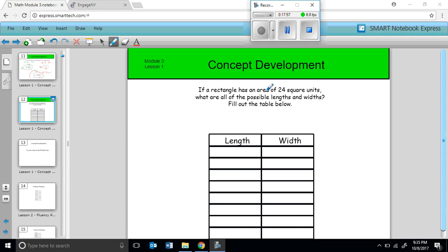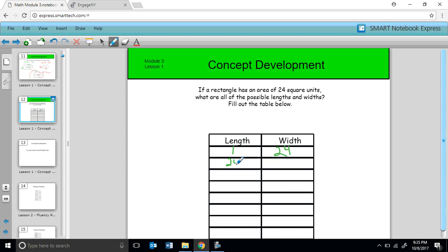Alright, the rectangle has an area of 24 squares. What are all the possible lengths and widths? Fill out the table below. So I'm going to go ahead and start it off with a really easy one. The area is the inside. 1 times 24 and 24 times 1. Because that just means one looks long and skinny and one looks fat and short.